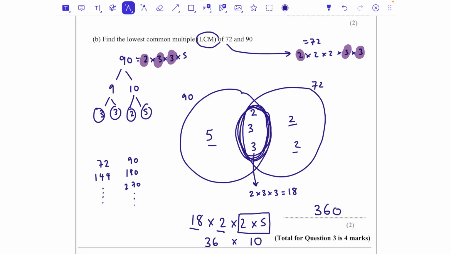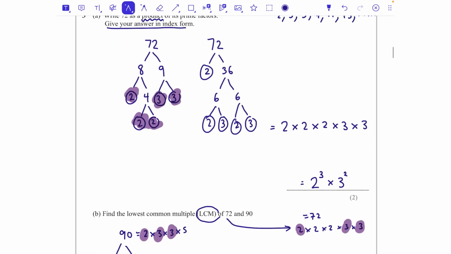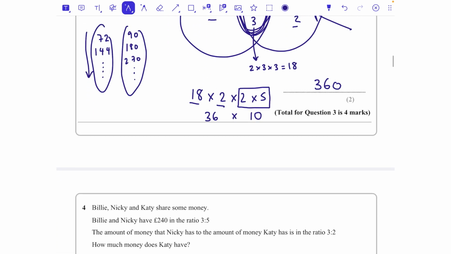And if you'd carried on going with both of these times tables, you would have got to 360 as the first number in both their times tables. Now, it doesn't matter what method you use there, but I tend to see this go wrong less often. When people write out the times tables, they tend to miss one or miss a 10 and go wrong that way. So there we go. That's 4 marks for that one. A really common question on the non-calculator paper.